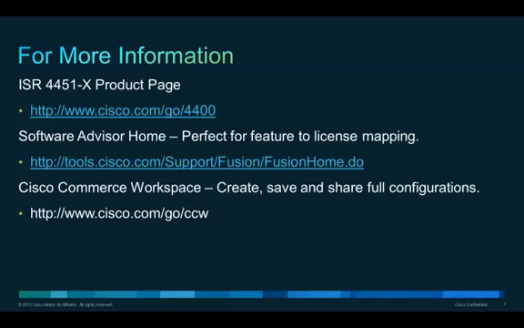Last thing I'll leave you with is some links for more information. Of course, the 4451X project page, just cisco.com/go/4400. A great place to go just for basic general 4451X information. The Software Advisor homepage, really the first place to go to if you're looking for which technology package license or which feature license supports a given mixture of features, or where can I find support for this specific feature on this platform, which software release, which technology package, which license. Software Advisor is a great place to go for that.